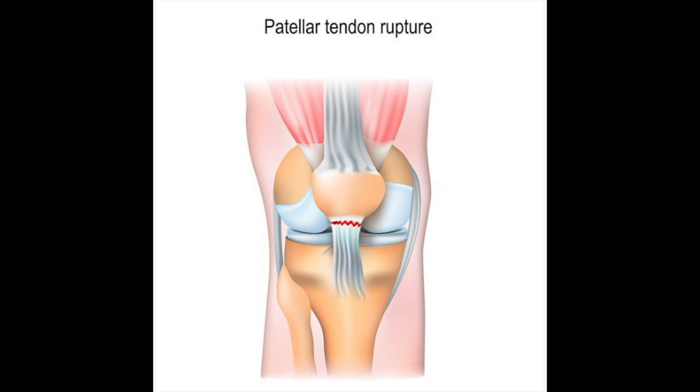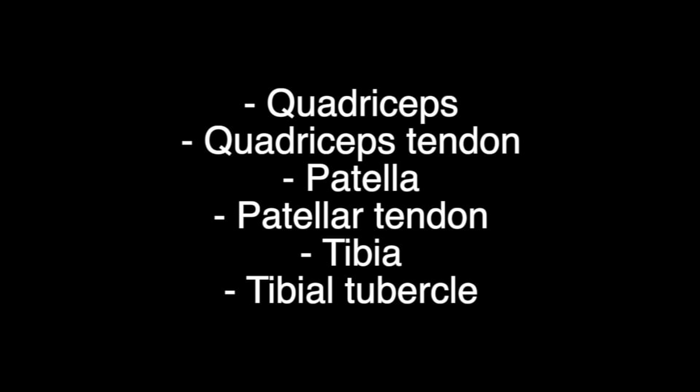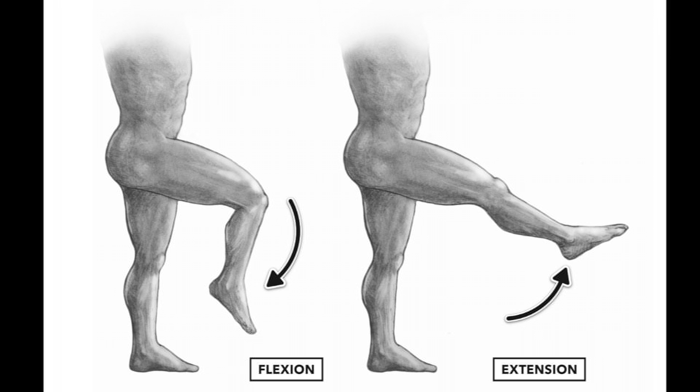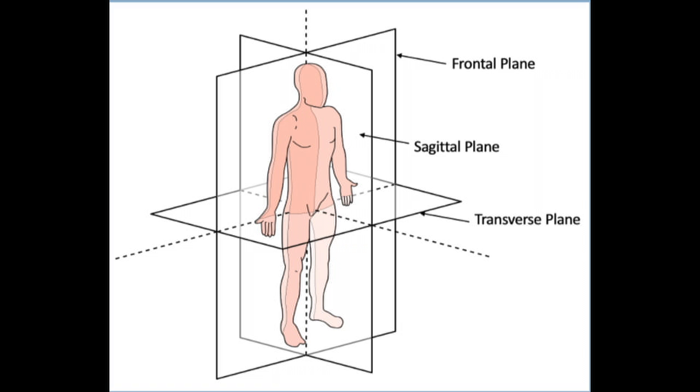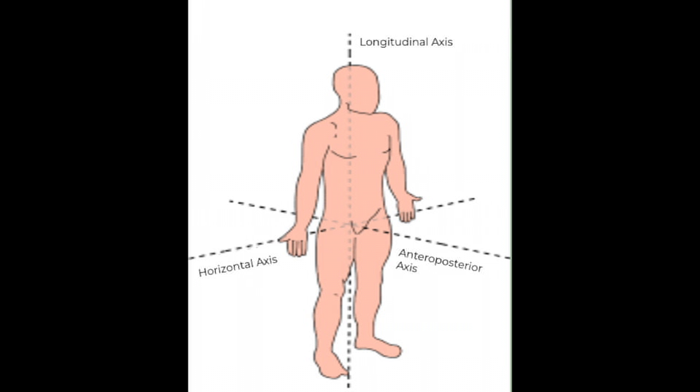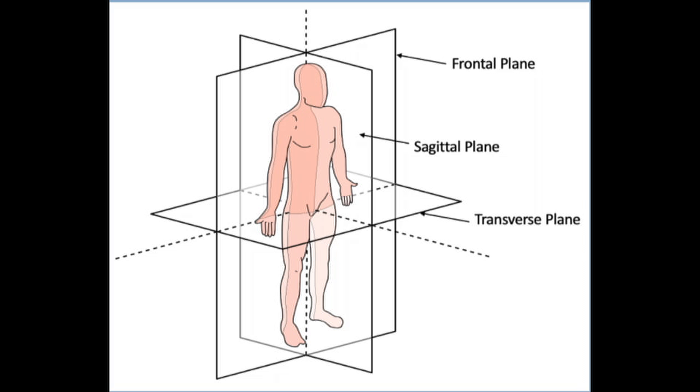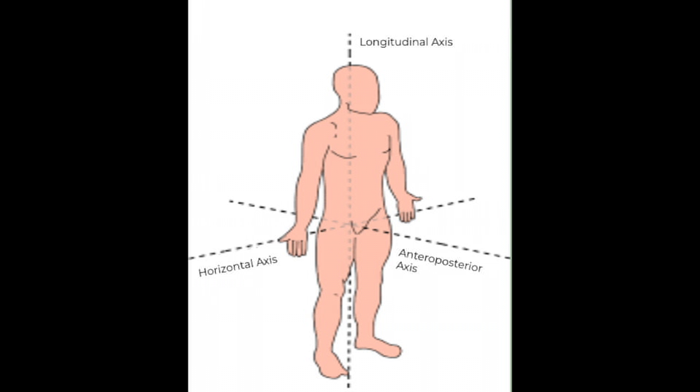A patellar tendon rupture is a joint injury of the knee. Things involved include quadriceps tendon, the patella, the patellar tendon, and the tibial tubercle. The knee is a synovial hinge ginglymus joint. It permits mostly flexion and extension, but also permits limited medial and lateral rotation. Flexion and extension are in the sagittal plane and the horizontal axis, while medial and lateral rotation are in the transverse plane and the longitudinal axis.